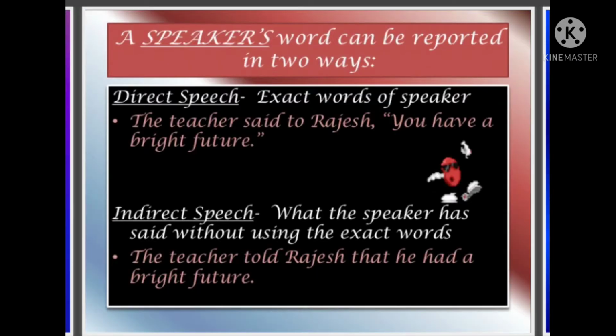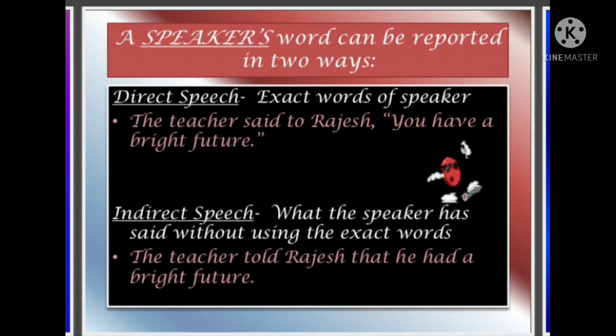So a speaker's words can be reported in two ways. That is, his direct words, called direct speech, or we report his words, called indirect speech. When we report the exact words of the speaker, we call it direct speech. Example: the teacher said to Rajesh, "You have a bright future." The same sentence in indirect speech will be what the speaker has said without using the exact words: the teacher told Rajesh that he had a bright future.